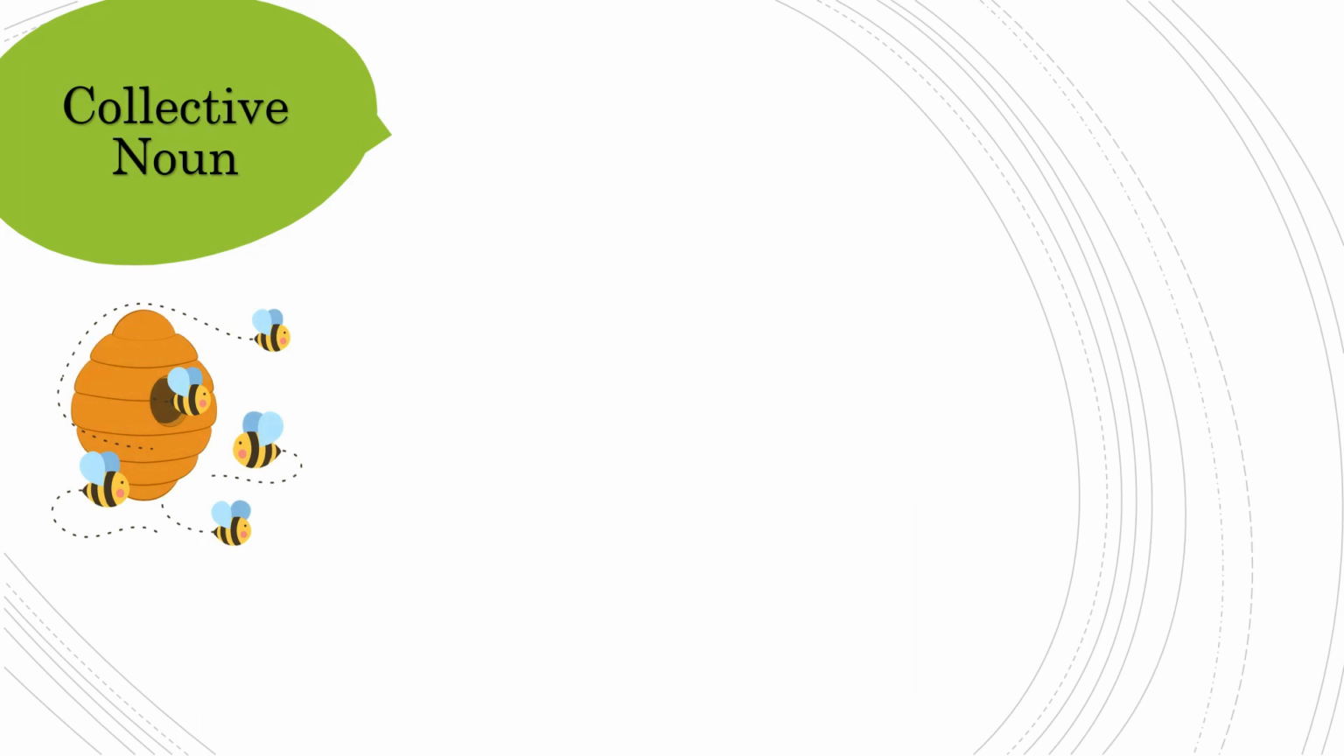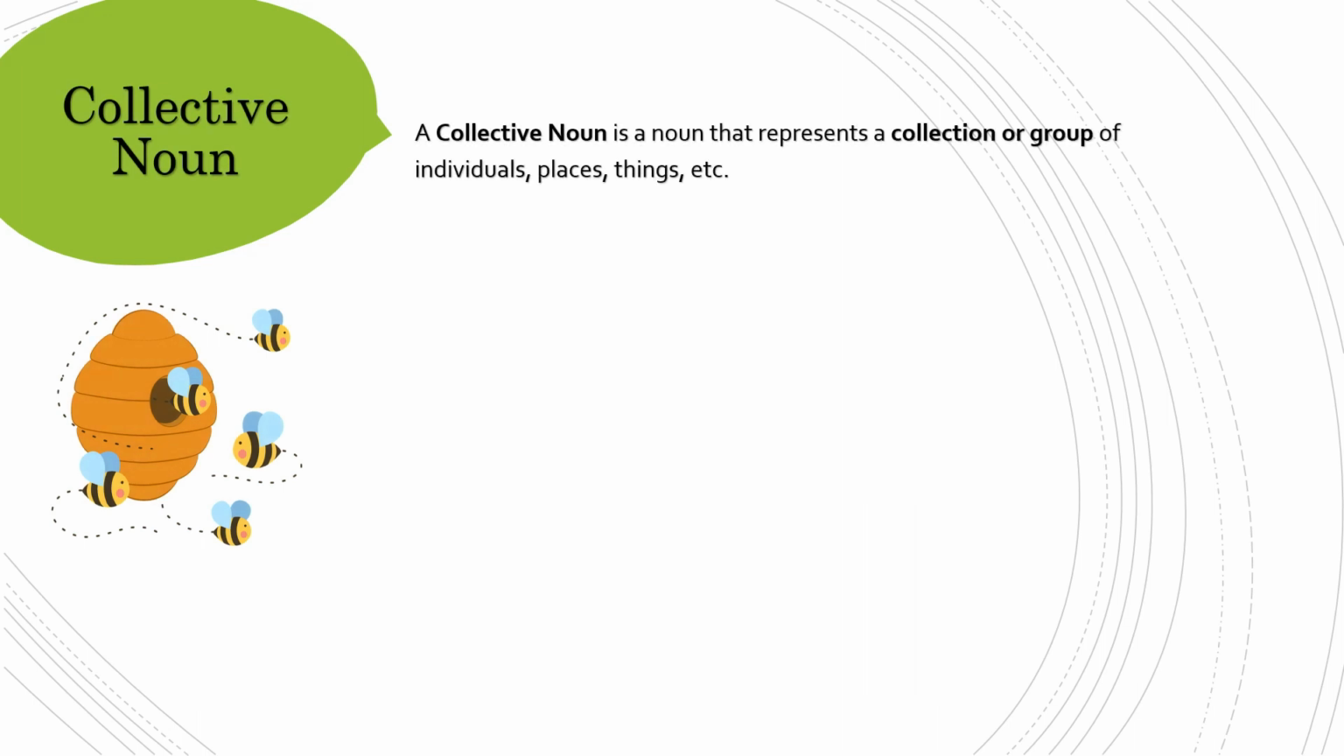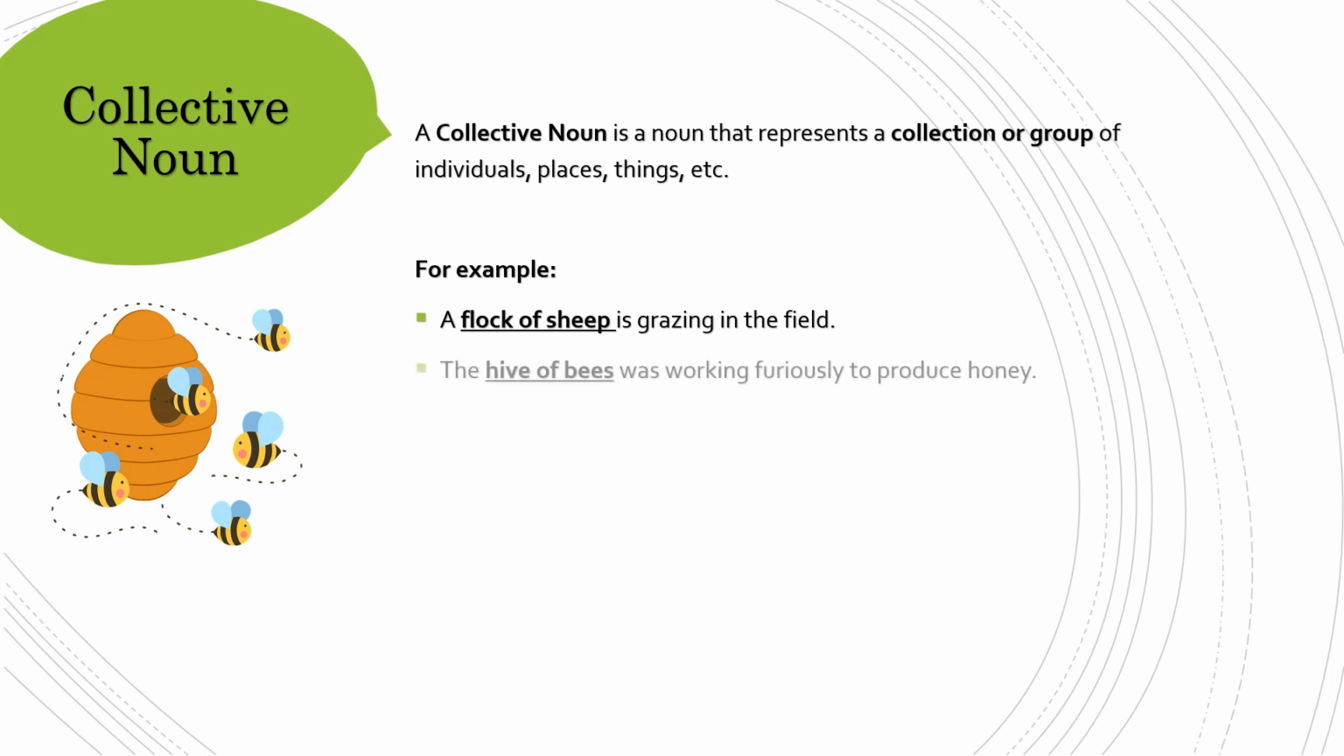Collective noun. A collective noun is a noun that represents a collection or group of individuals, places, things, etc. For example, a flock of sheep is grazing in the field. The hive of bees was working furiously to produce honey.